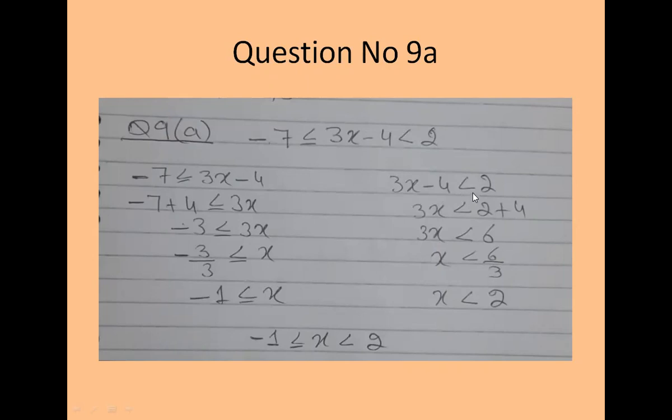3x minus 4 is less than 2. The 4 goes to the other side, so it will add. 3x is less than 2 plus 4. 3x is less than 6. The 3 will go to the other side, so it will divide. So x is less than 2. Here x is less than 2, and x is greater than or equal to -1. So I can write it like this. So this is the solution.